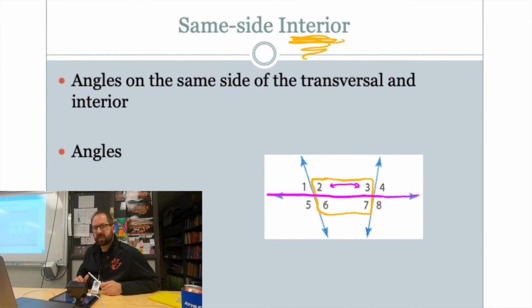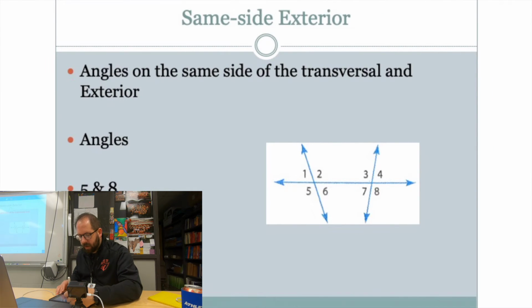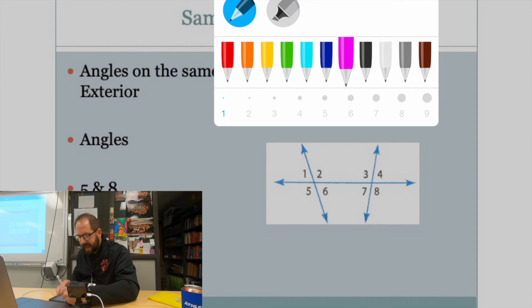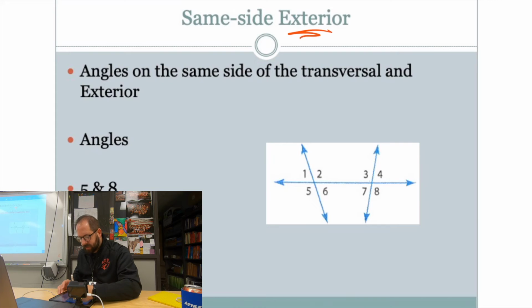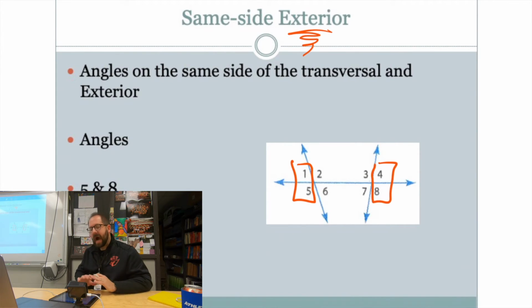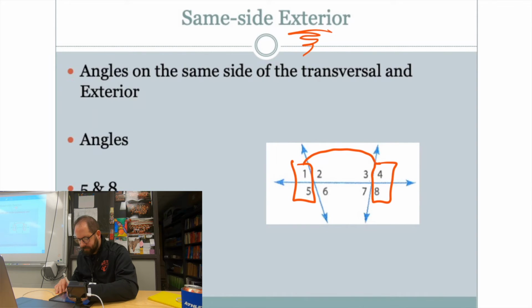Just like I promised, same side exterior. So now on this particular set, we're just picking from the exterior angles only. So in this particular picture, these are the exteriors. They're on the outside of the 2 lines that are sandwiched together. And then same side would be the ones on the same side of the transversal. So it'd be like 1 and 4 here. Or 5 and 8. They're on the same side of the transversal, but they're both exterior.